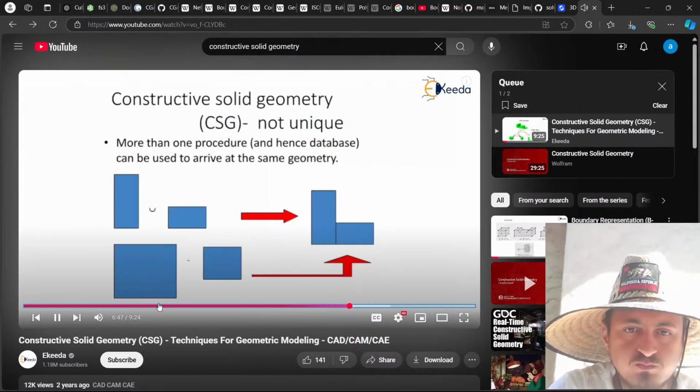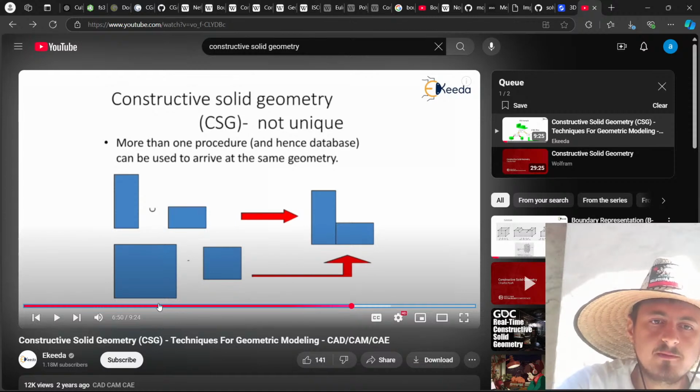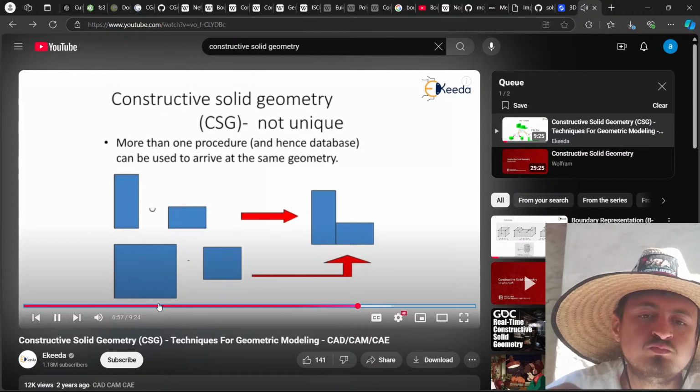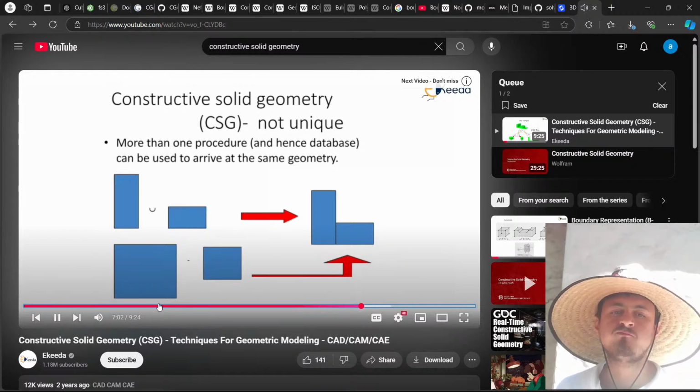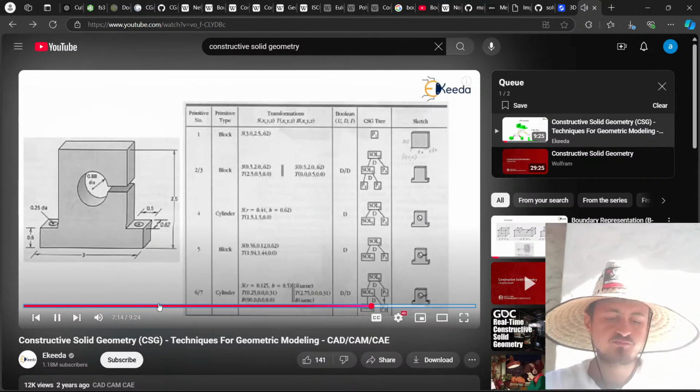If there is non-uniqueness, how will you make it unique? Here there is an A union B option, so you can easily join them, or there is A minus B. The second option is also correct. From A, if you cut out the upper part, that is also possible. So that is the non-uniqueness in CSG geometry. There is more than one procedure.